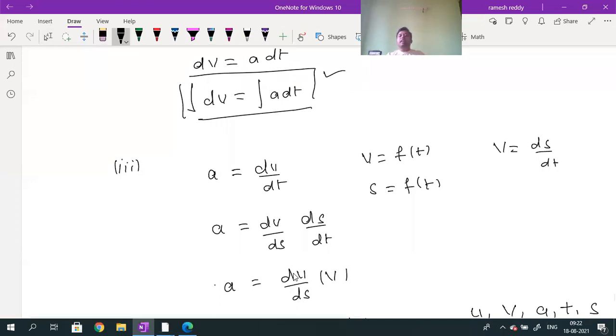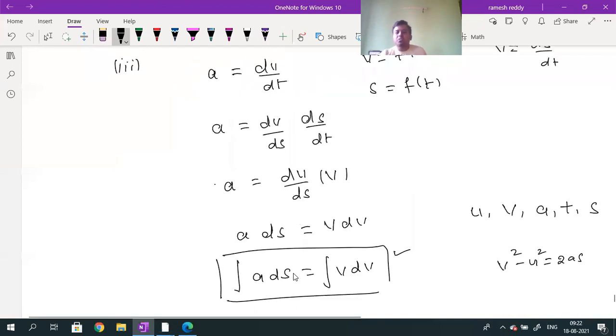The third equation: a is equal to dv by dt, which can be written as dv by ds into ds by dt. Here ds by dt is equal to v. So we get a into ds is equal to v into dv. Integration of a into ds is equal to integration of v into dv. You should come to know these equations. These are the equations for non-uniformly accelerated motion.